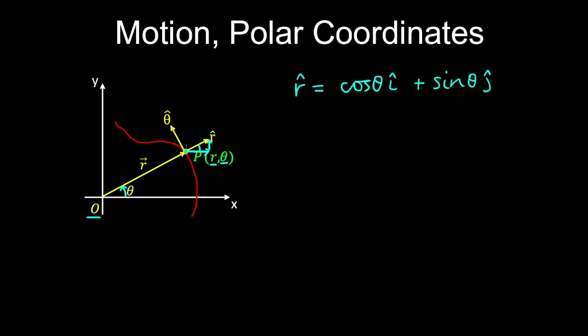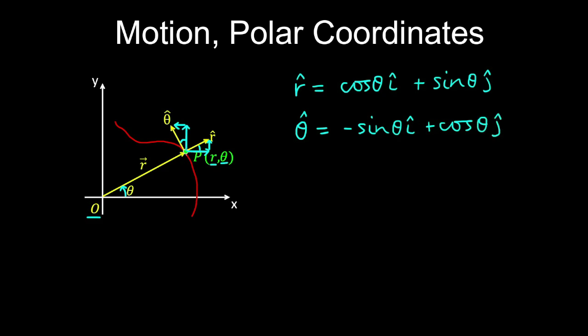And the theta unit vector can be expressed in a similar way, where this angle here is equal to theta. So we have theta hat is equal to the component in the horizontal direction, which is minus sine theta in the i direction, and the vertical component is cosine theta in the j direction.